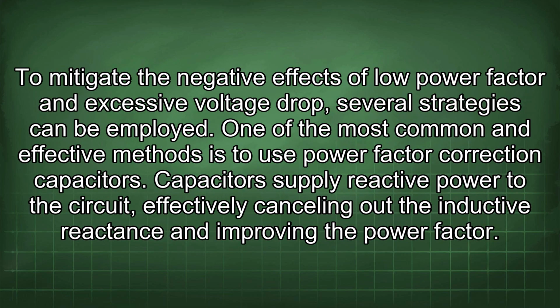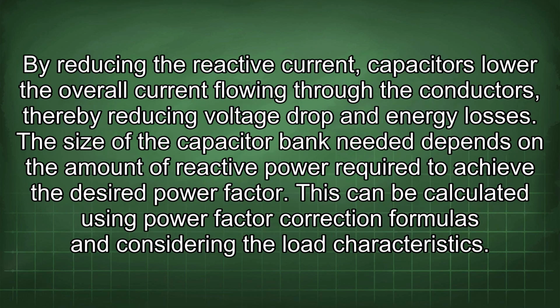To mitigate the negative effects of low power factor and excessive voltage drop, several strategies can be employed. One of the most common and effective methods is to use power factor correction capacitors. Capacitors supply reactive power to the circuit, effectively cancelling out the inductive reactance and improving the power factor. By reducing the reactive current, capacitors lower the overall current flowing through the conductors, thereby reducing voltage drop and energy losses. The size of the capacitor bank needed depends on the amount of reactive power required to achieve the desired power factor. This can be calculated using power factor correction formulas and considering the load characteristics.